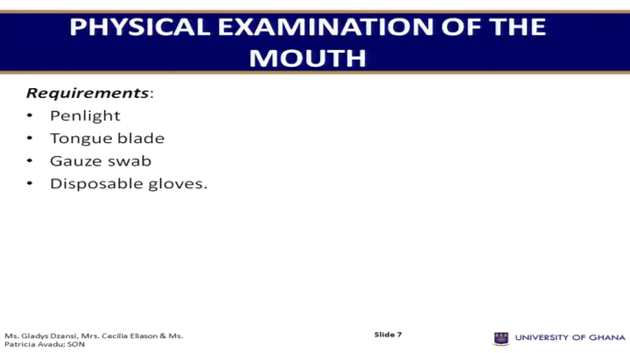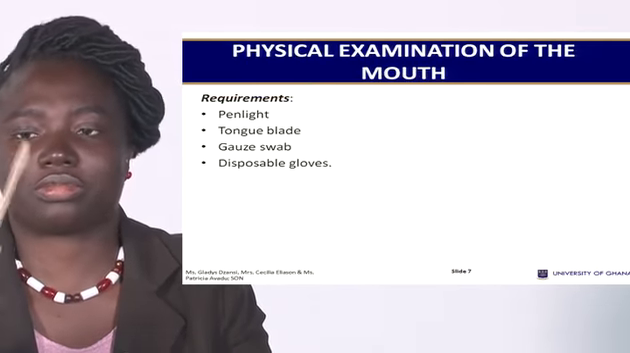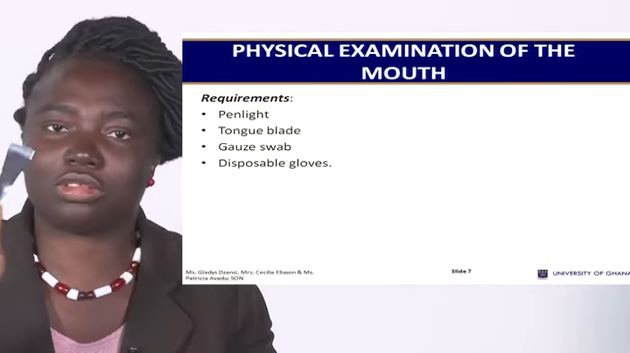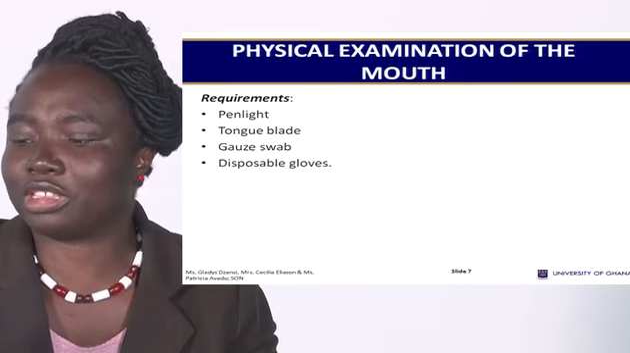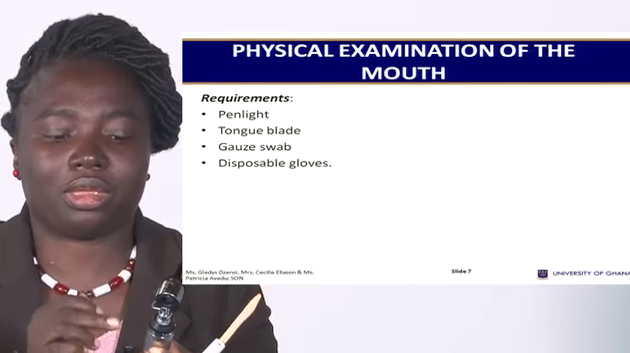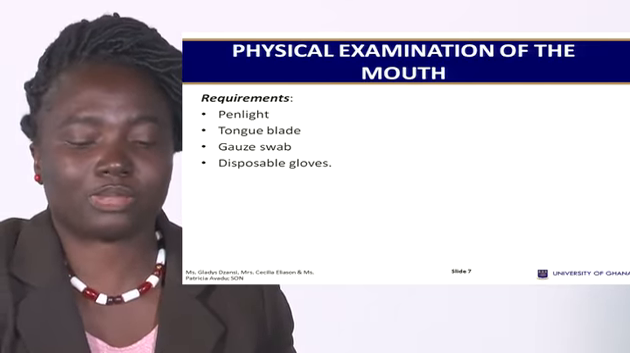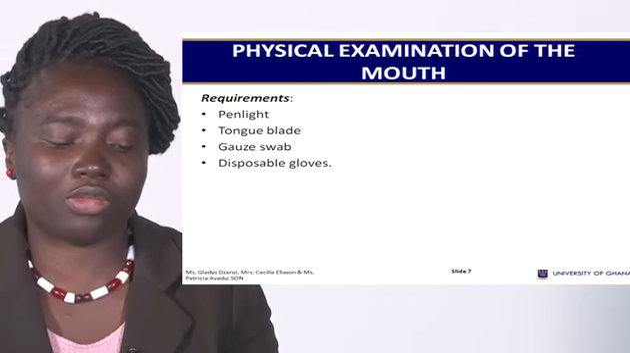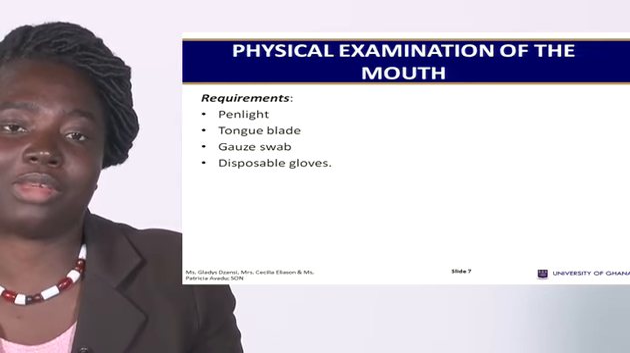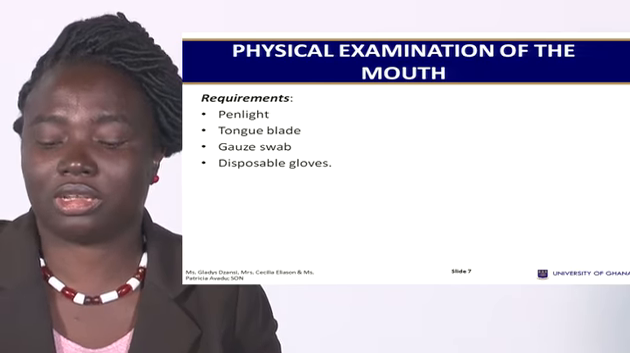So we have our pen light, tongue blade, or if we have a spatula, the tongue blade also looks like this, but you have to fix this one to the scope in order to use it. So you can use the spatula, a wooden spatula. You can also use the tongue blade if you want to examine the mouth. Then you need gauze and you need gloves.